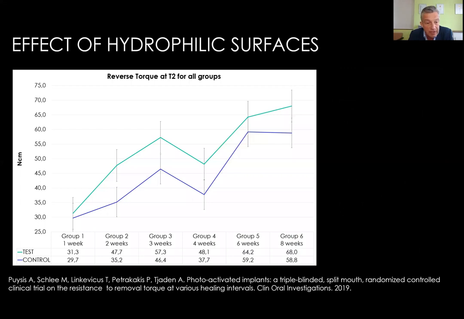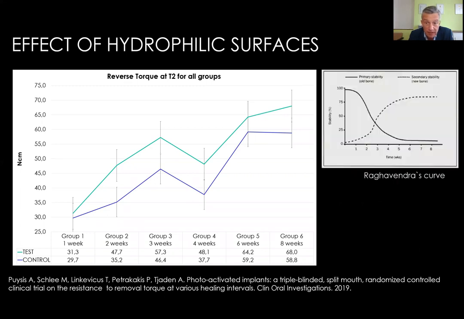And these are the very interesting graphs. In green, you can see the necessary reverse torque for hydrophilic implants, and in blue, the reverse torque for hydrophobic implants. What does that mean? Hydrophilic implants integrate better to bone. This was claimed by Raghavendra. He said we have a peak after 3 weeks where the dip of primary stability is.